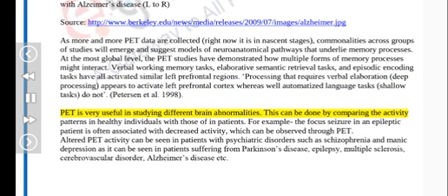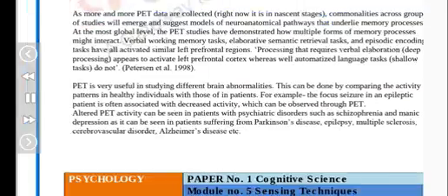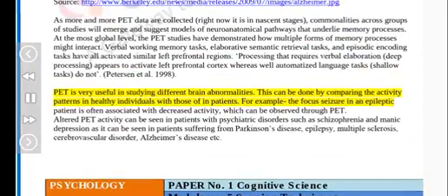PET is very useful in studying different brain abnormalities. This can be done by comparing the activity patterns in healthy individuals with those of patients. For example, a focal seizure in an epileptic patient is often associated with decreased activity, which can be observed through PET. Altered PET activity can be seen in patients with psychiatric disorders such as schizophrenia and manic depression, as it can be seen in patients suffering from Parkinson's disease, epilepsy, multiple sclerosis, cerebrovascular disorder, Alzheimer's disease, etc.